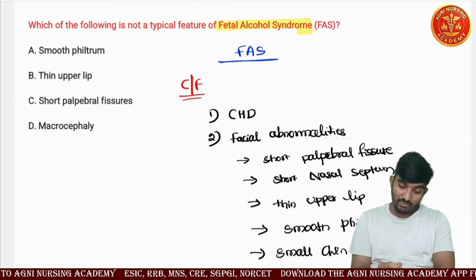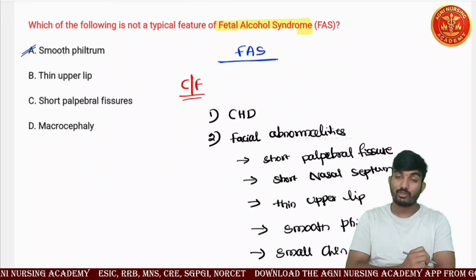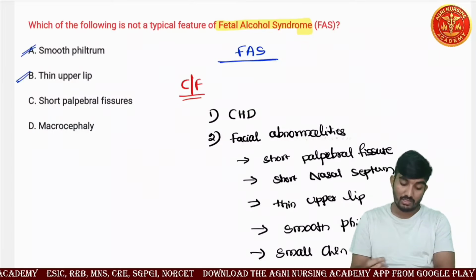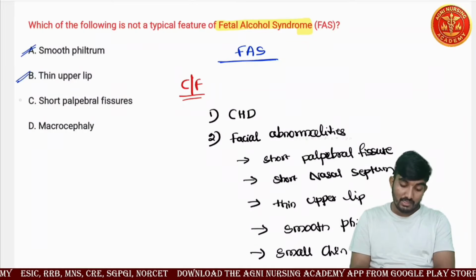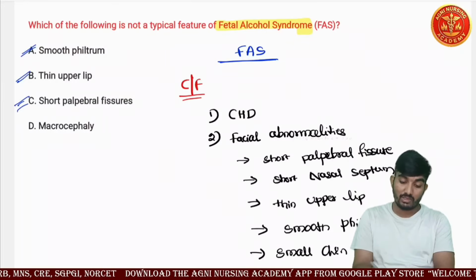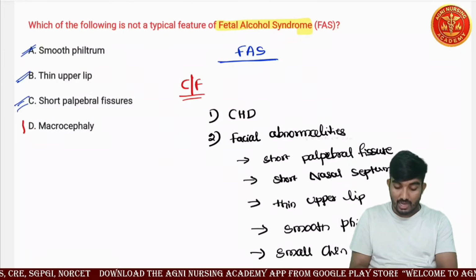First one is a smooth filter. Yes, it is also a feature of fetal alcohol syndrome. Thin upper lip. Yes, it is also. And option C is short palpebral fissures. These three features are present, and this is the answer for our question.